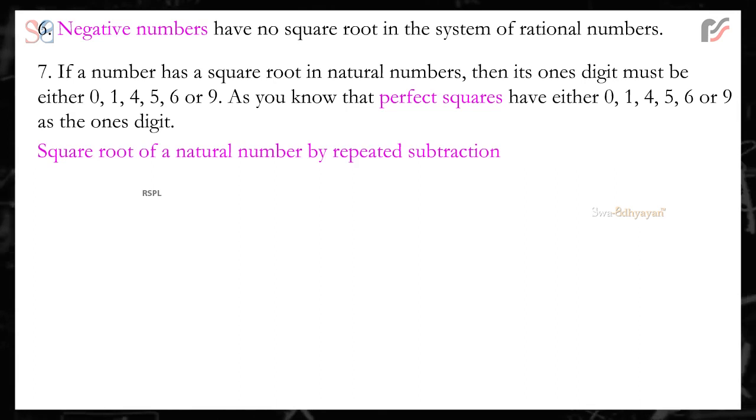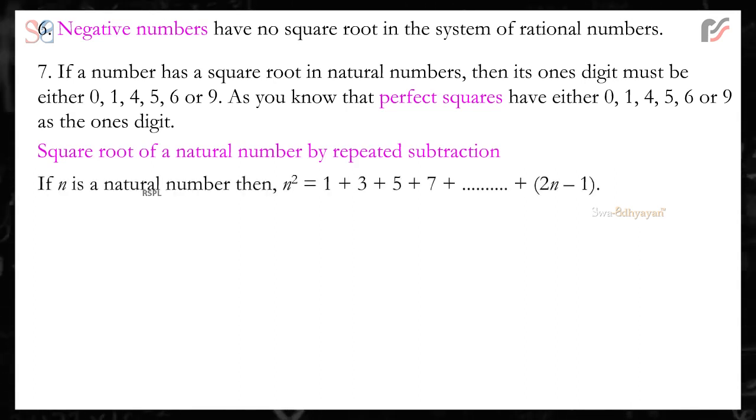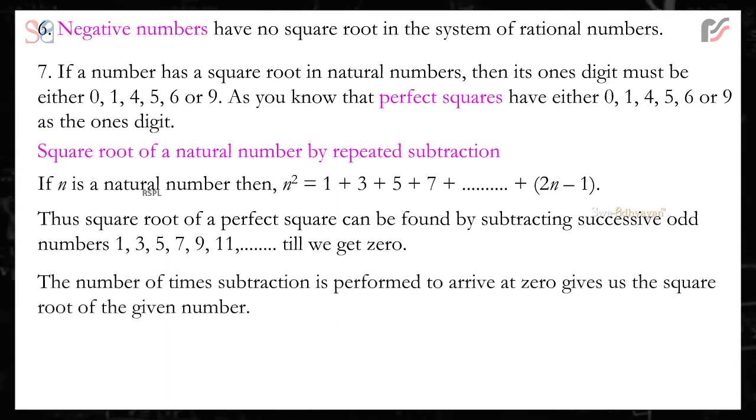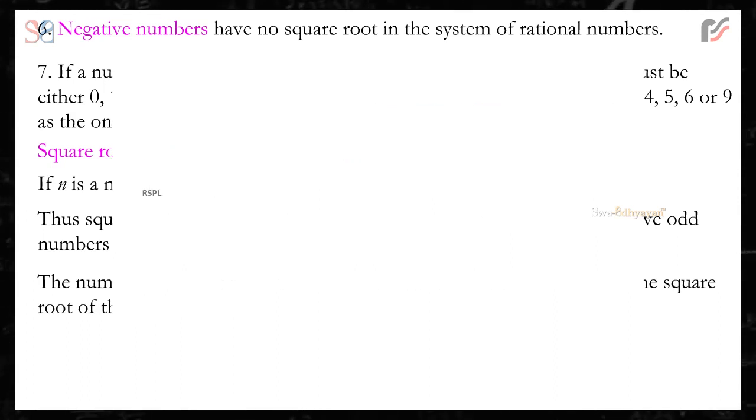Square root of a natural number by repeated subtraction. If n is a natural number, then n square is equal to 1 plus 3 plus 5 plus 7 plus and so on till plus 2n minus 1. Thus, square root of a perfect square can be found by subtracting successive odd numbers 1, 3, 5, 7, 9, 11 and so on till we get 0. The number of times subtraction is performed to arrive at 0 gives us the square root of the given number.